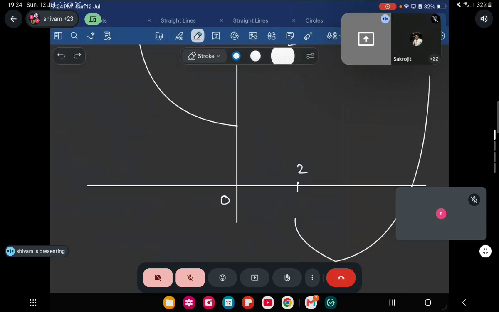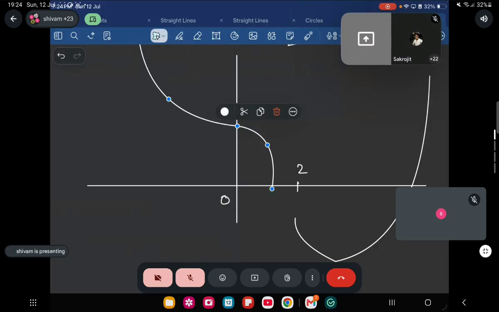The graph will go down. Up to 2 it is concave down. After 2 it should be concave up. But 3 only, so it is okay. Yes, it is changing. Can you understand? It is changing.